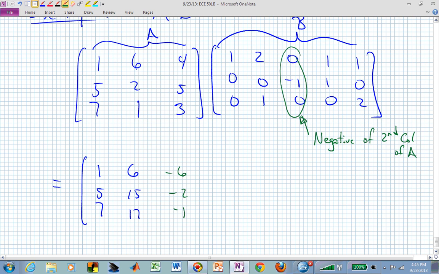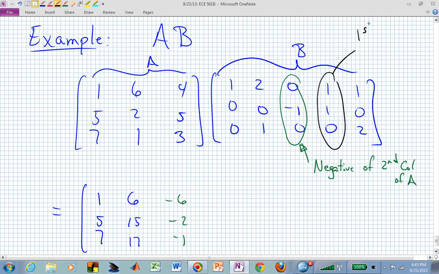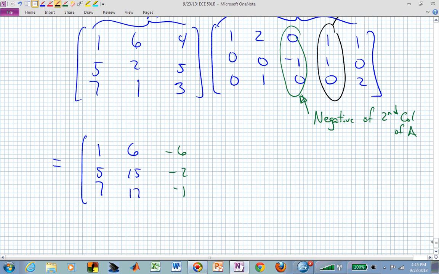What about the fourth column of the product? That's going to be the first column plus the second, right? So we just add those first two columns and we have 7, 7, and 8. And that's pretty quick to write down.